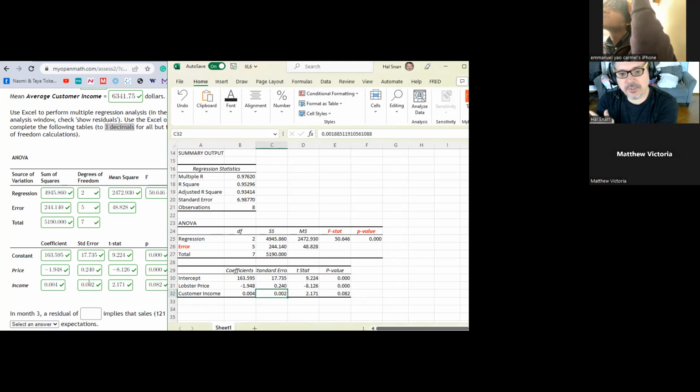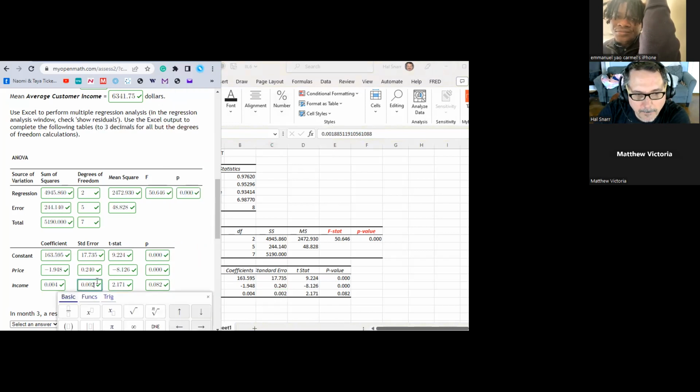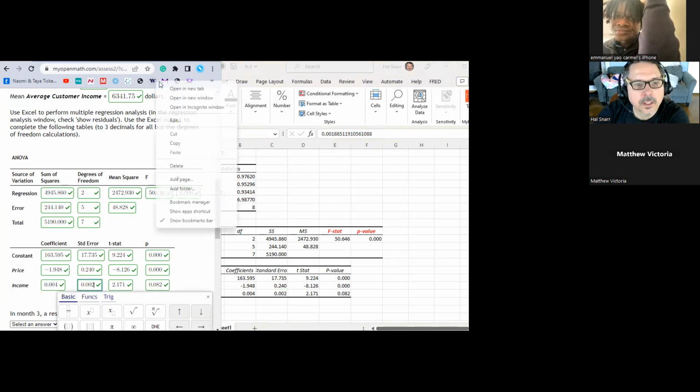What do you have for the customer income standard error in your Excel spreadsheet? Yeah, I have 0.002. You don't see something like this, right? You're only seeing 3 decimal places. Yeah, I already did that. It's okay now. Okay, and this is not working over here. Let me find out what's going on.